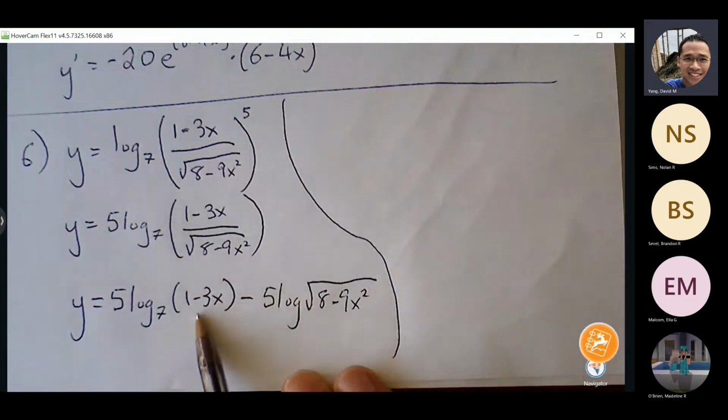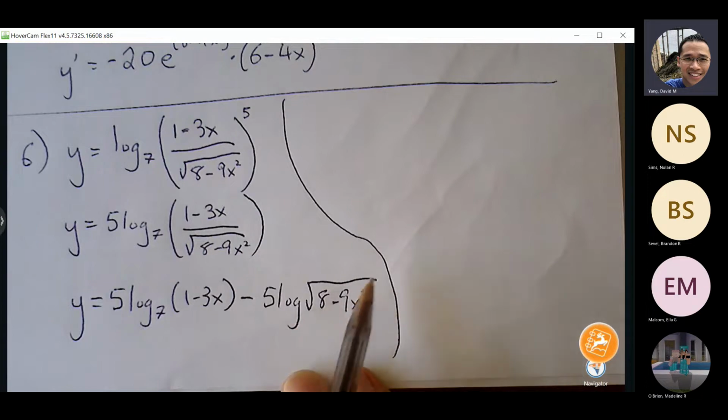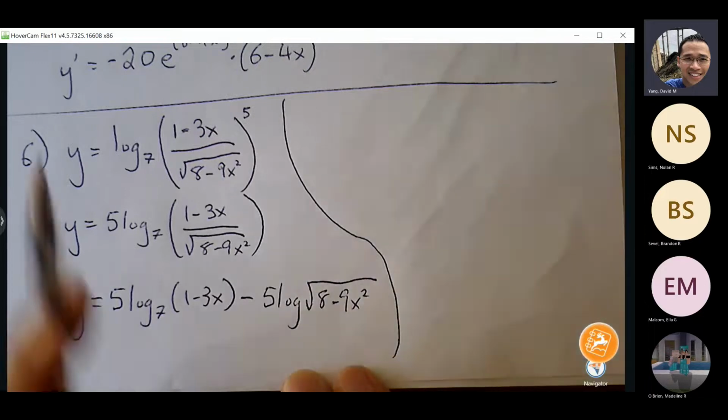This term looks set up and ready. We have our u value that's nice and clean, but this u value, we would rewrite it raised to the 1/2 and also bring that 1/2 down. So we can do some more cleanup here before we do our derivative rule.